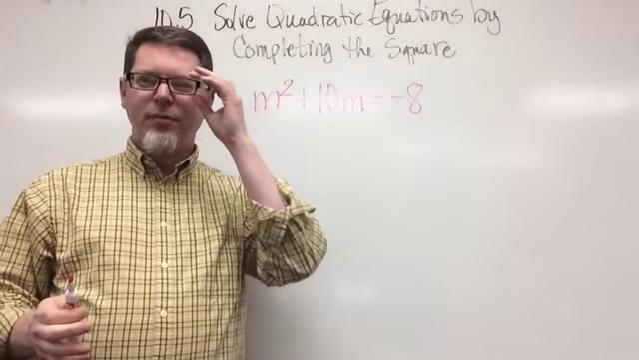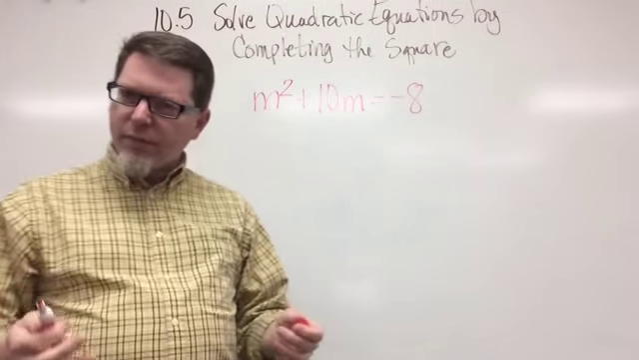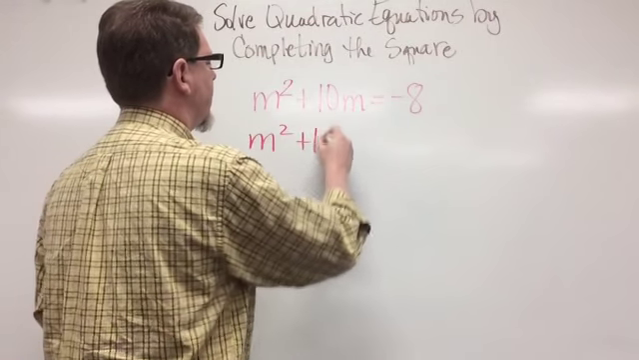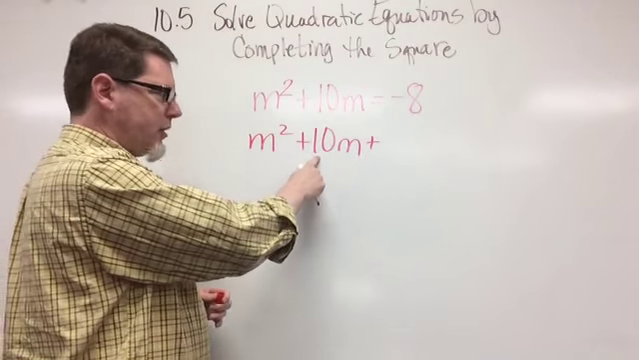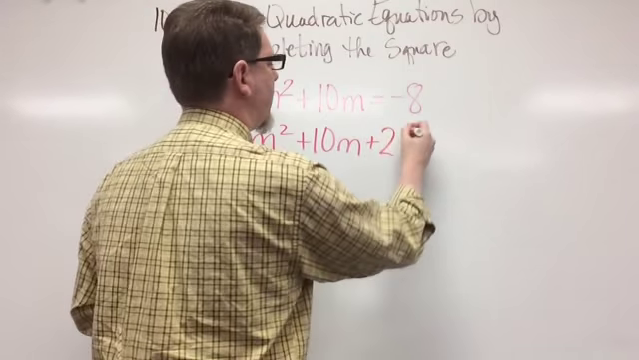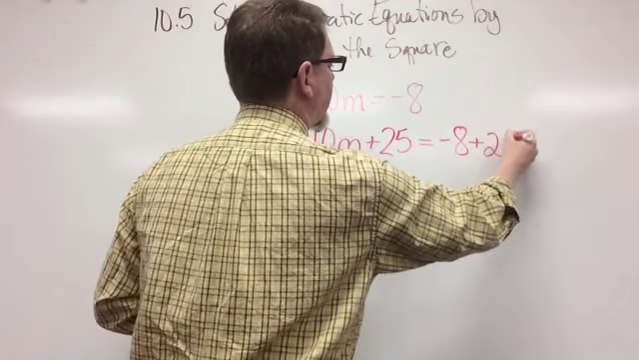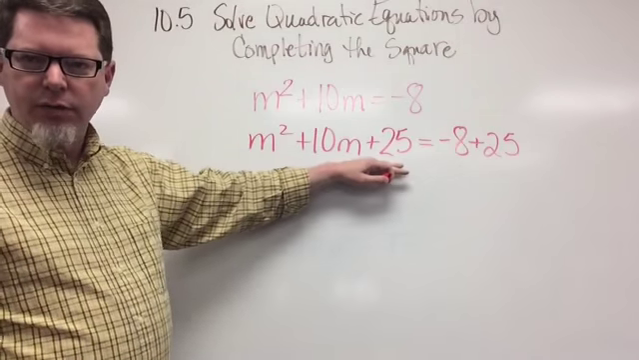Here's my next example. M squared plus 10m equals negative 8. So I'm going to do the same thing. Complete the square. M squared plus 10m plus half of 10 is 5. 5 squared is 25. So I have to add 25 to both sides. That gives me a perfect square trinomial.